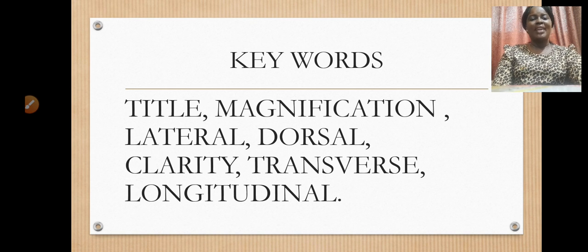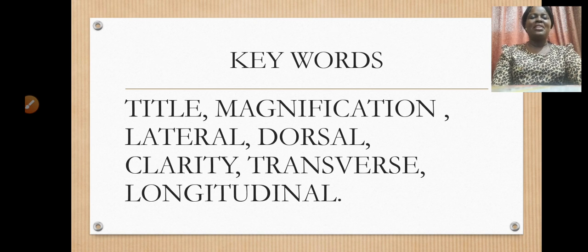When we say title, that is the heading, the name of the specimen being drawn. You have to write the title of your drawing. Magnification simply means the size of drawing over size of specimen. When you know the size of your drawing, you measure it in centimeter, then measure your specimen, you will be able to get your magnification.